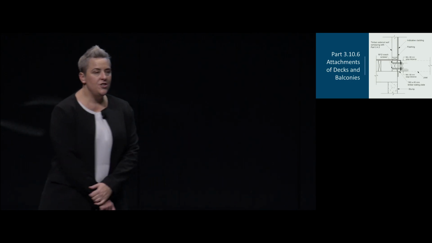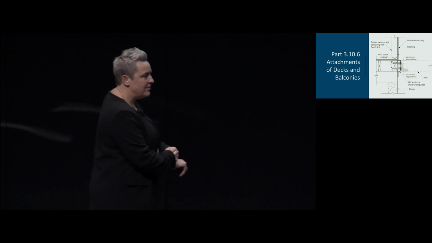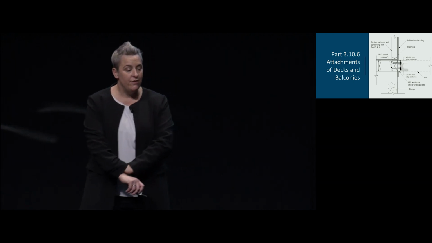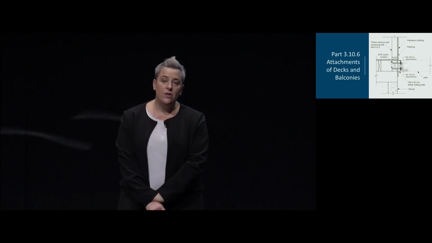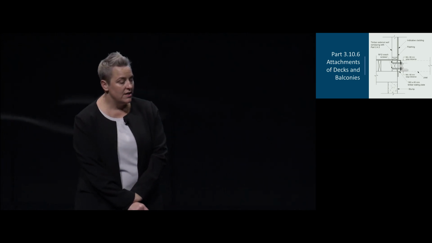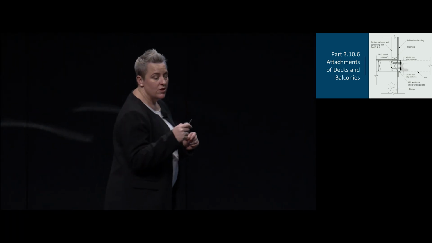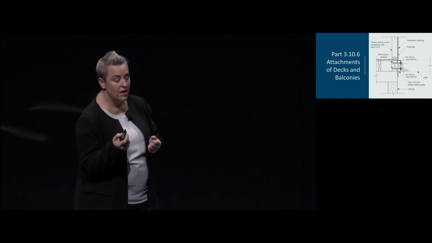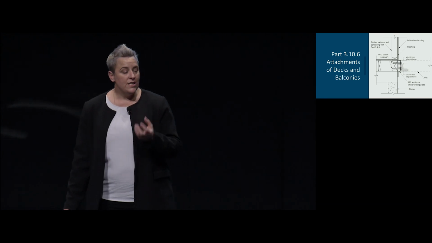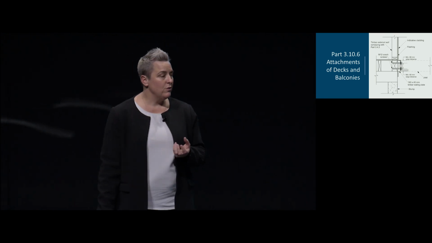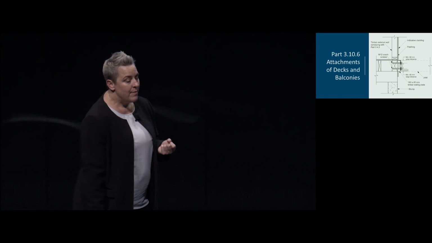There has been a change that everyone gets asked about around decks, and whether or not there are specific requirements for decks and balconies. They have now included specific construction requirements for attachments of decks and balconies, so it falls under Part 3.10.6. This is a new acceptable construction practice for attaching your decks and balconies to the external wall of a Class 1 building. One of the most important things about the acceptable construction practice is that it only applies to your timber-framed, steel-framed or core-filled concrete masonry external walls.